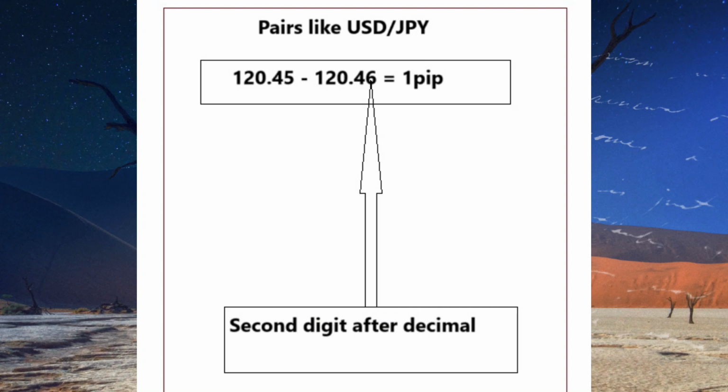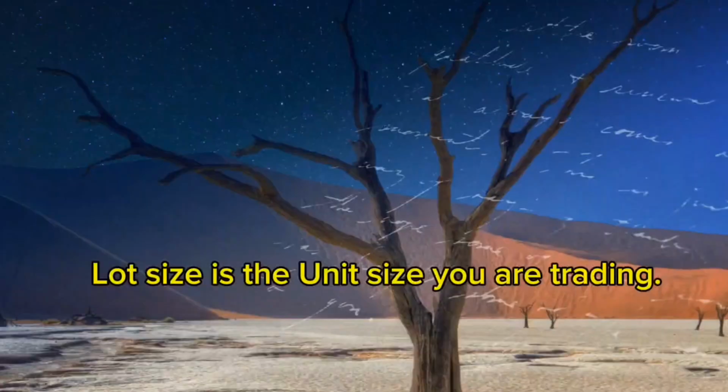But for pairs like the Japanese yen, the pip is on the second decimal. Let's assume we have USDJPY at 120.45, and if it moves from 120.45 to 120.46, you see that it has moved a pip. So that's the pip.